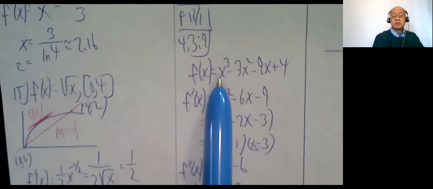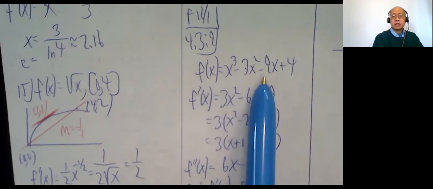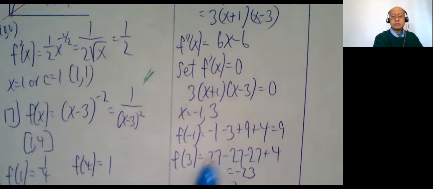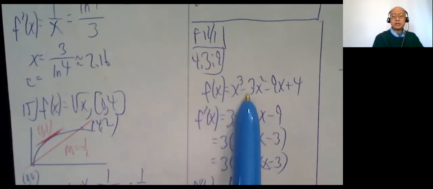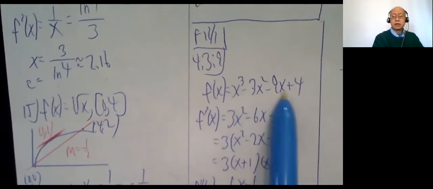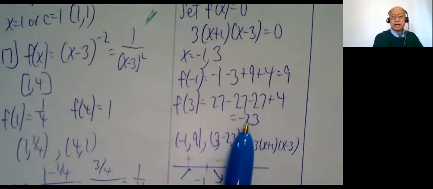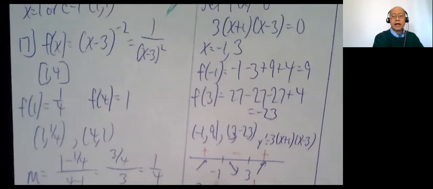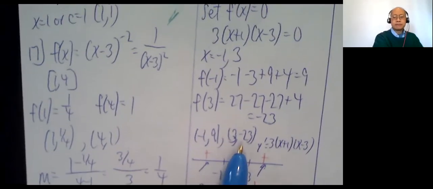Put -1 there, that's -1. Put -1 there, that's -3. Put -1 there, it's plus 9 plus 4, so 9. Plug in 3. 27 minus 27, that's nice, 0. Minus 27, 9 times 3, plus 4, comes out to be -23. So my critical points are (-1, 9) and (3, -23).